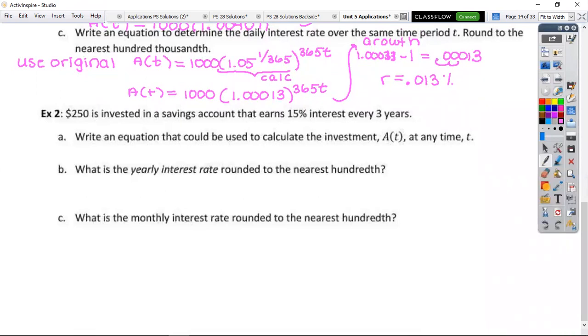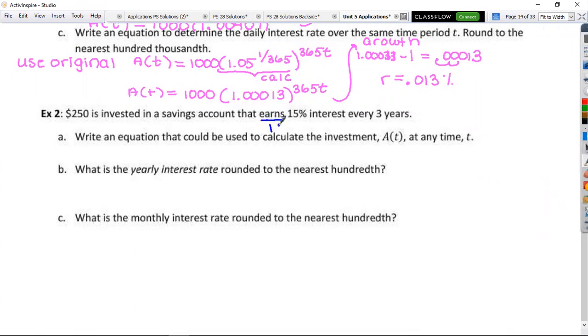So number 2, this example, you saw a little glimpse of this maybe a week ago, and I told you we're going to do more with this, so it comes up right now. You have $250 invested into a savings account that earns. So earns means I do what? Yep, 1 plus growth, 0.15.